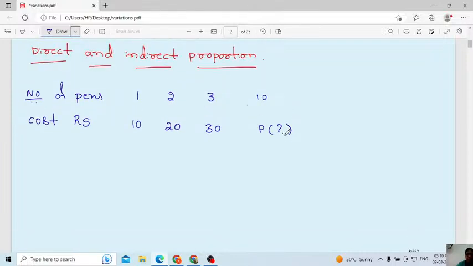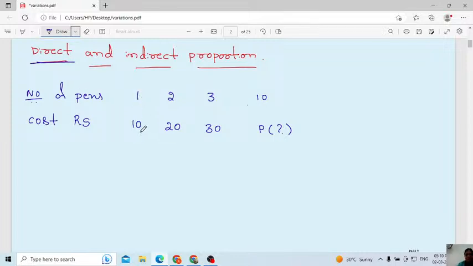One thing you can observe in the direct proportion, here I am explaining only the direct proportions. Then here, direct proportion, what is meant by that?